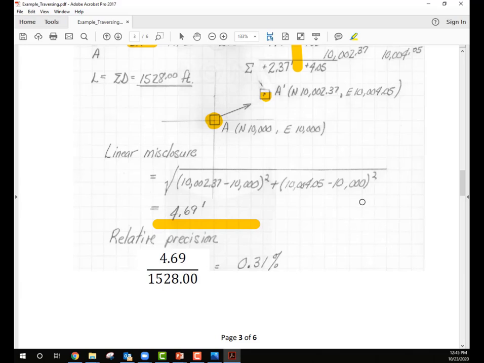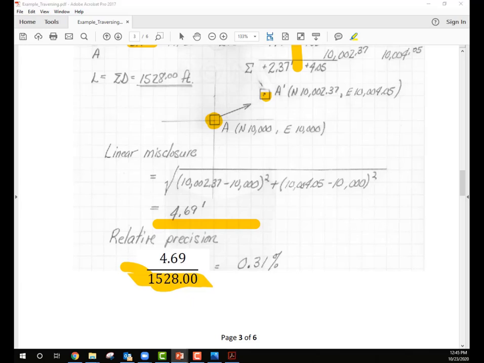Then the question is, is that acceptable according to our survey? What's the relative precision? If I take that divided by the total length of the traverse, the summation of the perimeter of that traverse, that gives me a relative position, and I can use that to decide if the survey needs to be reperformed, or if I can just go ahead and correct for the errors and close the traverse myself.